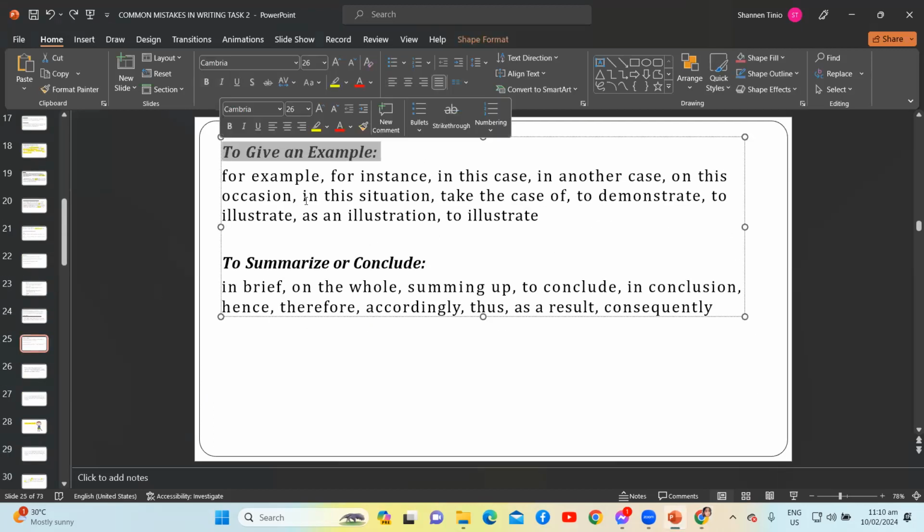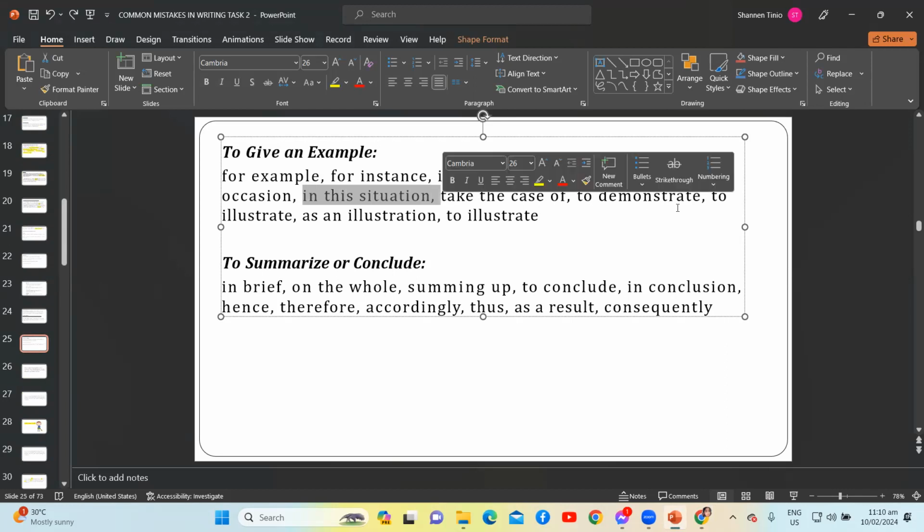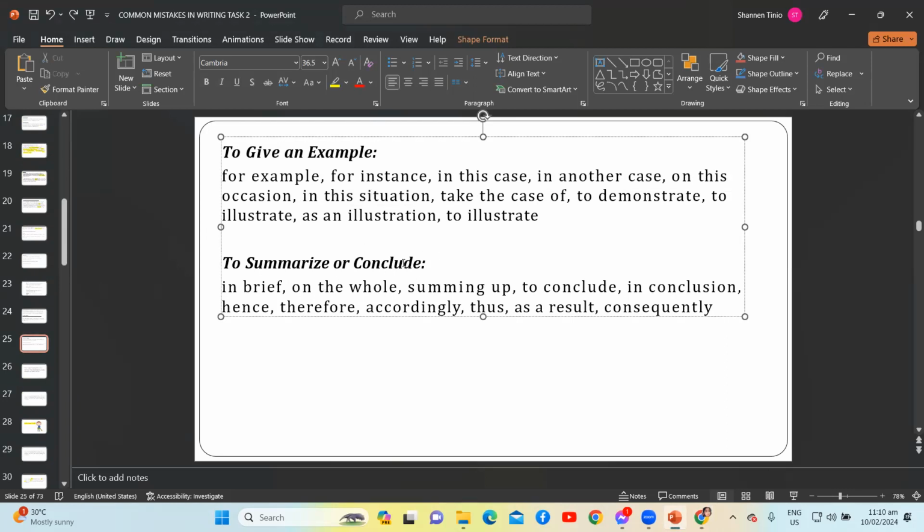Also, to give an example: for example, for instance, in this case, in another case, on this occasion, in this situation, take the case of, to demonstrate, to illustrate, as an illustration. To summarize or conclude, meron din tayong mga transition words to summarize or to conclude: in brief, on the whole, summing up, to conclude, in conclusion, hence, therefore, accordingly, thus, as a result, consequently.